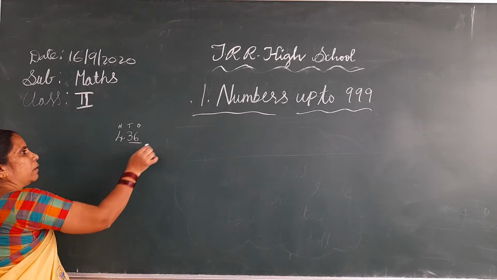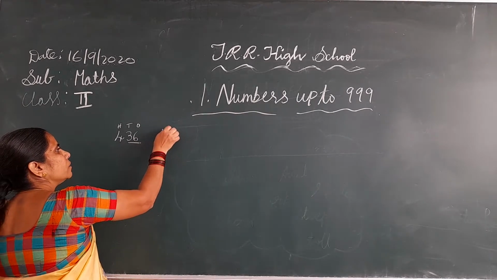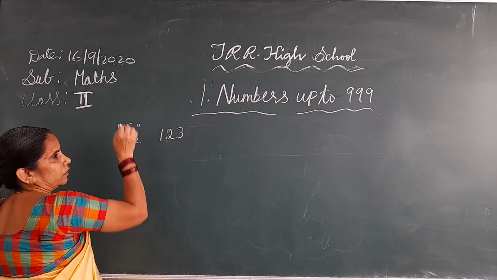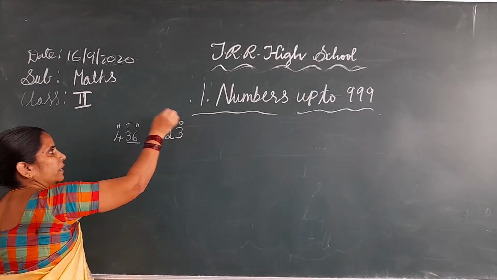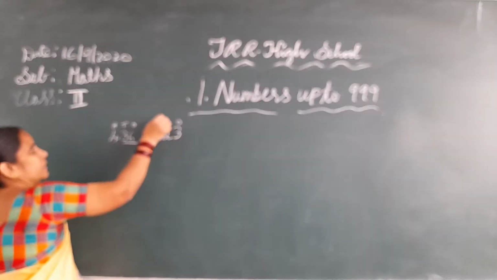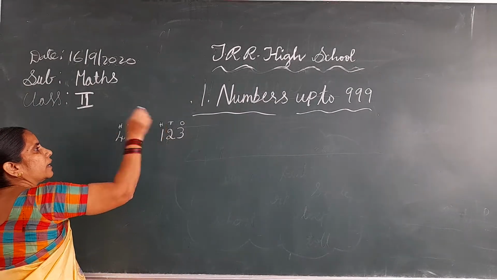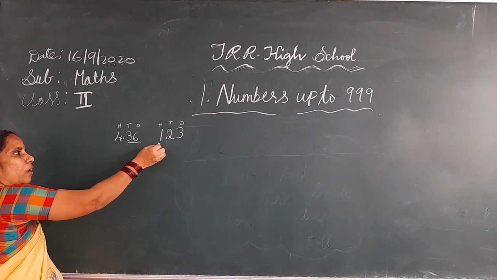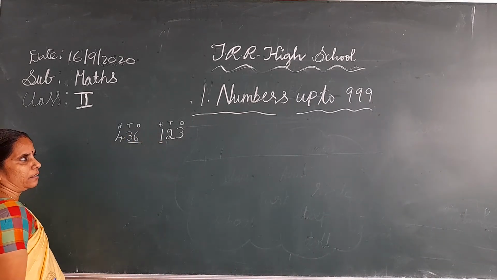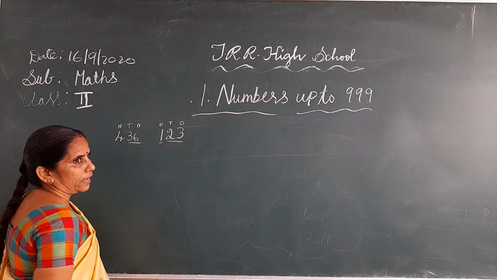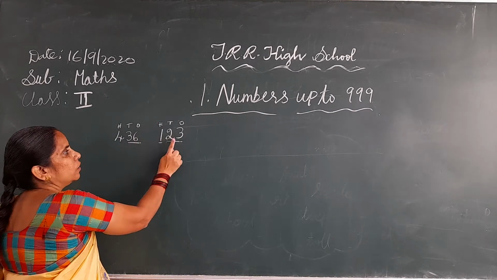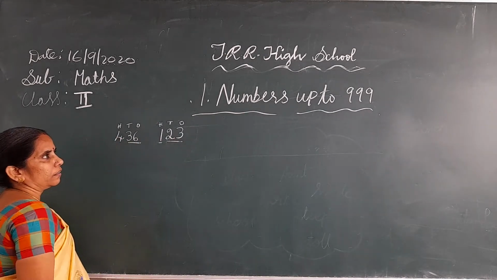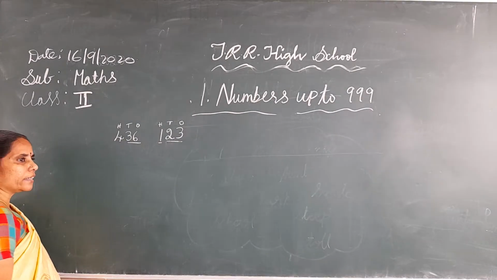436. Another number also I will give you: 1, 2, 3. Here what do you write? First place, what? Ones. Next tens. Next hundreds. Now how will you read? 100, and these two together, that is 23. 123. Okay? You all know the spelling of hundred?